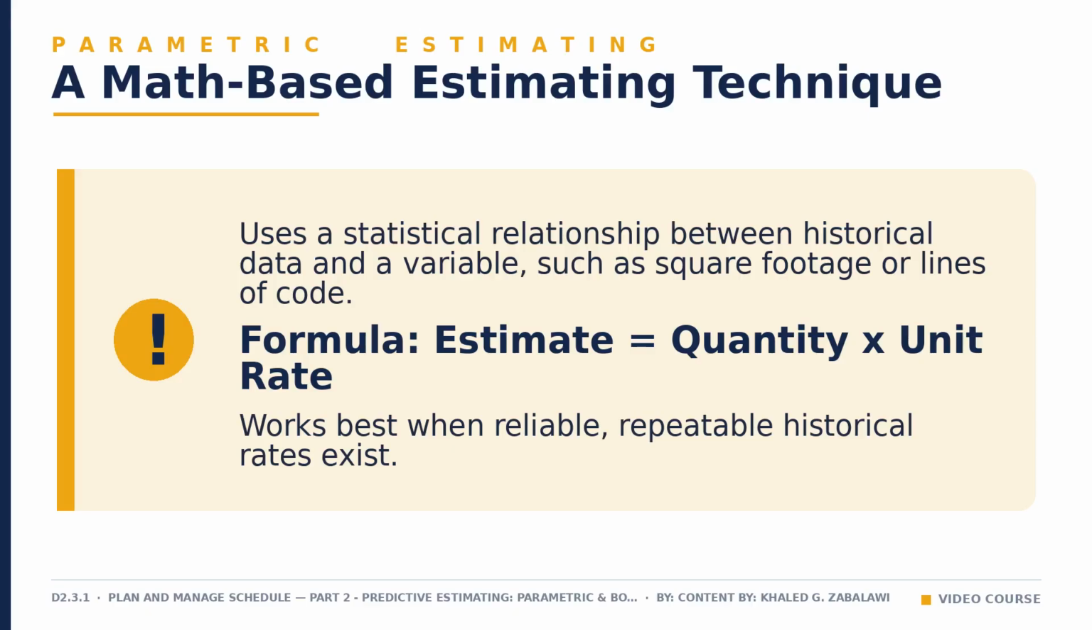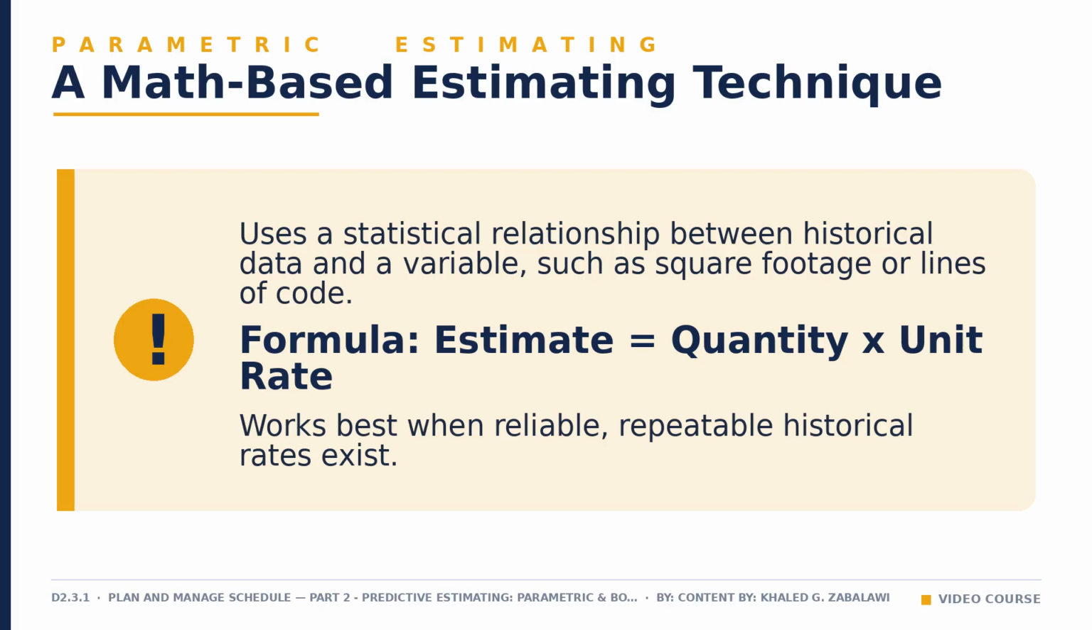Once your activities are defined, predictive projects turn to one of two math-based techniques. The first is parametric estimating. This technique uses a statistical relationship between historical data and some other measurable variable, square footage on a construction job, lines of code on a software project, or meters of cable on an installation project. The formula is simple on its face. Estimate equals quantity times unit rate.